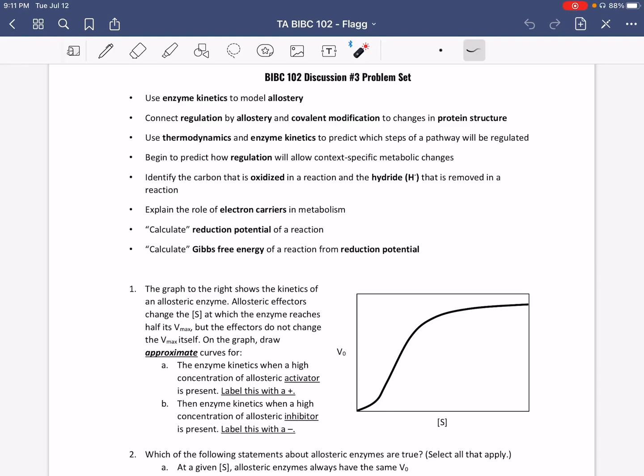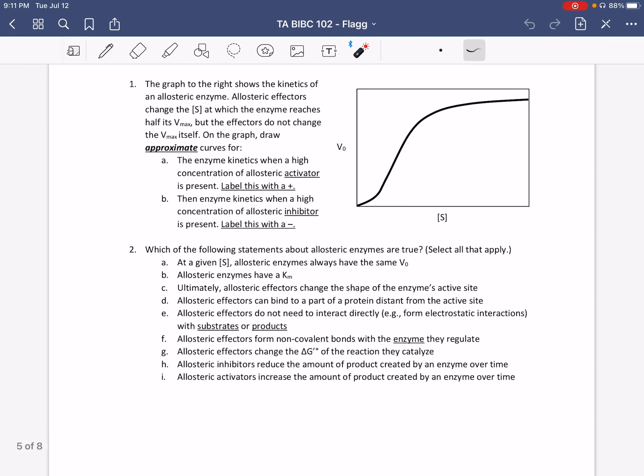Okay, hello. This is a hopefully fairly quick video on an explanation of problem set number 3. Let's take a look at question 1. In question 1, we are asked to think about the kinetics of an allosteric enzyme.